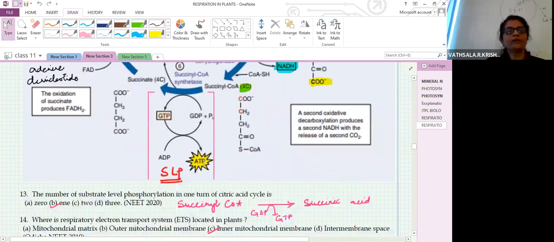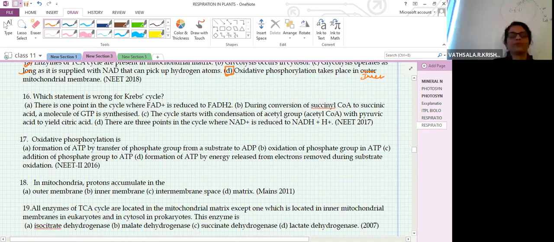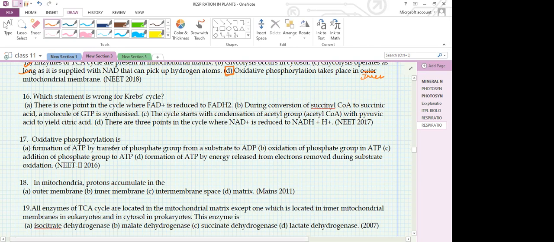Okay, so this is right. Glycolysis occurs in the cytosol. Glycolysis operates as long as it is supplied with NAD that can pick up hydrogen. Yes, that's right. And oxidative phosphorylation takes place in the outer mitochondrial membrane. This is the wrong point; it is in the inner. So therefore the answer is this one. Okay, next one. Next, again, the next person. Keep going, Akash. Which statement is wrong for Krebs cycle?